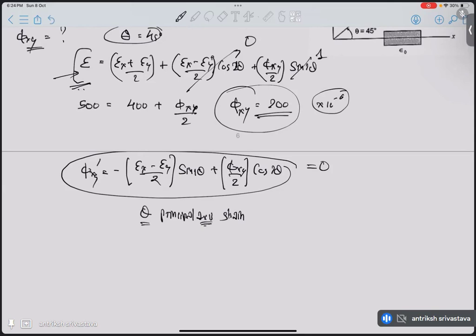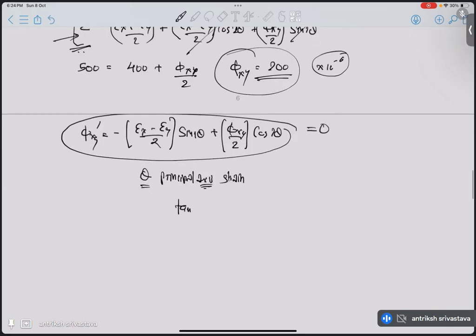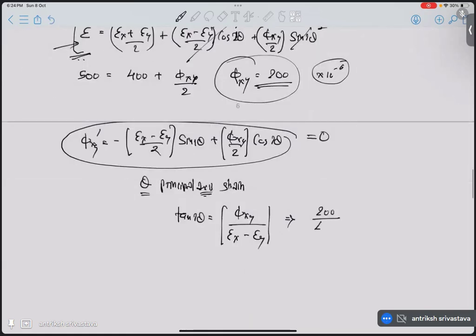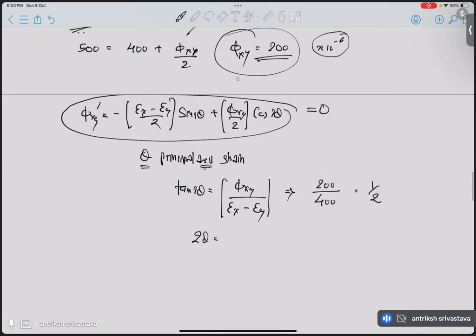Okay, so now let's calculate that. We have tan 2 theta is equal to phi xy divided by epsilon x minus epsilon y. And when you calculate this, what you will get is tan 2 theta is equal to 200 divided by 400, that is 1 by 2. Can you now tell me what is the value of 2 theta? So tan inverse 1 by 2 in degrees. I want in degrees. Can anyone calculate and tell me?